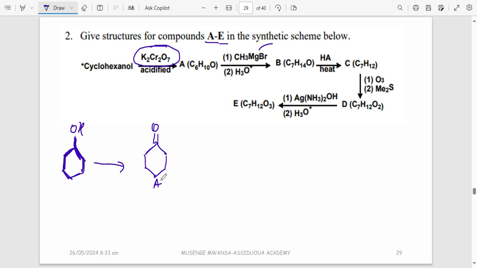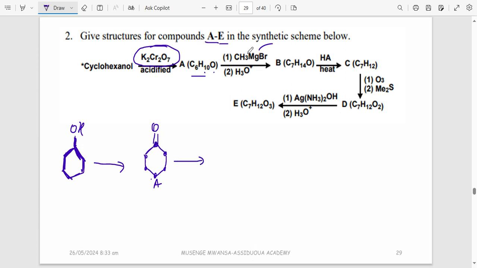This is A. You can even tell from the structure: 6 carbons, only 1 oxygen, and then 10 hydrogens. So I've got 2 hydrogens here, 2 here, 2 here, 2 here, 2 here: 2, 4, 6, 8, 10. You don't have any hydrogen here. That balances with the formula.